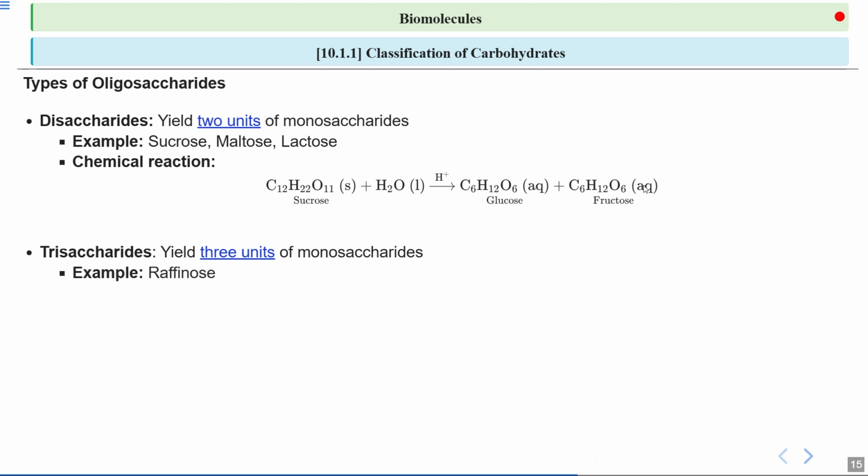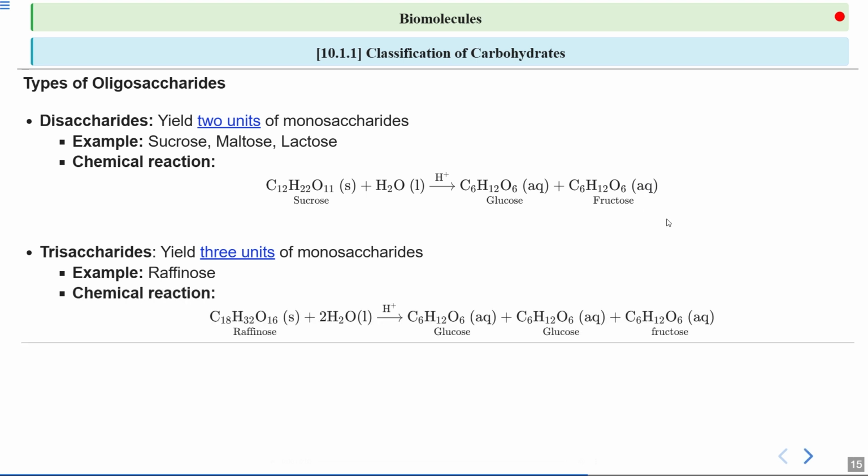An example of a trisaccharide is raffinose. If you look at the chemical reaction, when raffinose reacts with water in the presence of acid, it breaks down into three units: 2 molecules of glucose and 1 fructose. So they are yielding 3 units of monosaccharides. Raffinose, which has the molecular formula C18H32O16, is an example of a trisaccharide.